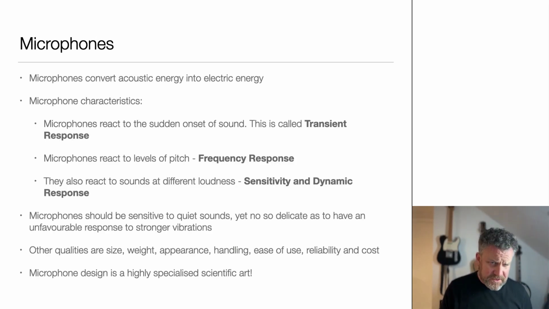So microphones are devices that convert energy from one form to another, acoustic energy to electrical energy. Speakers do the opposite of this. They convert electrical energy back to acoustic energy.